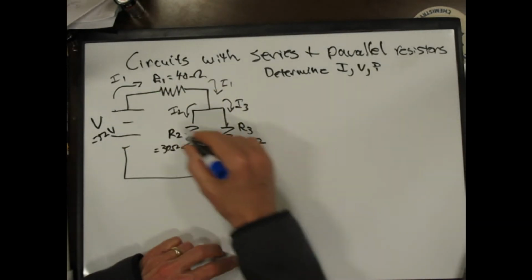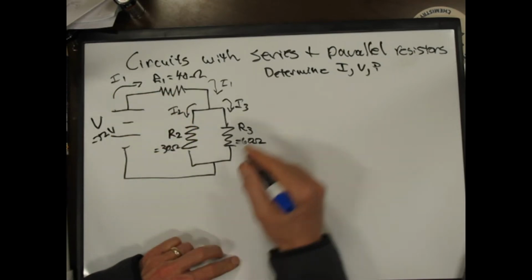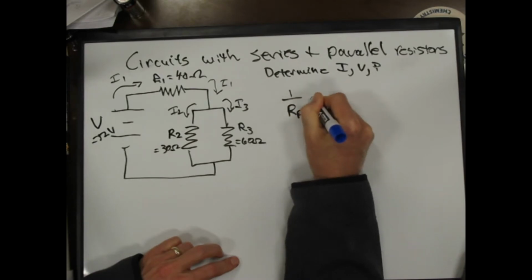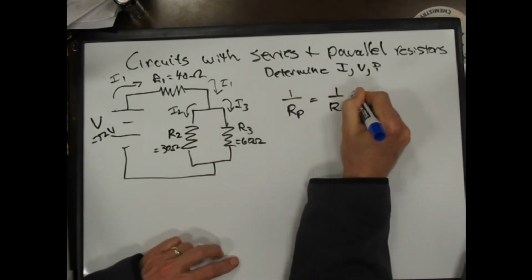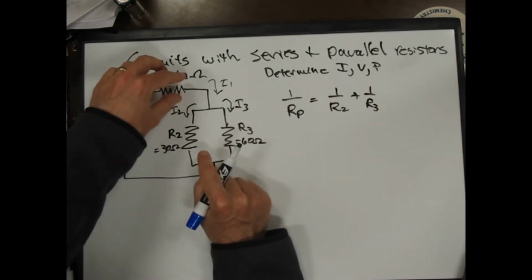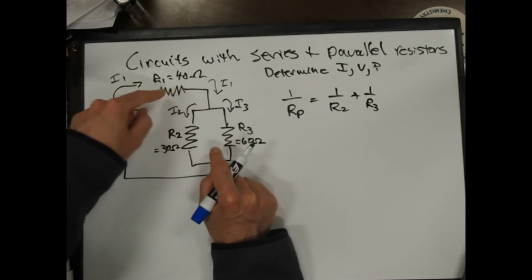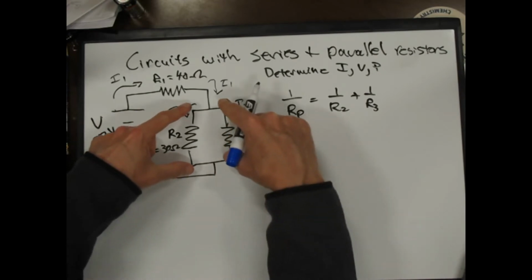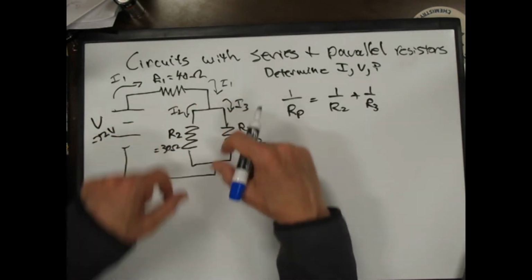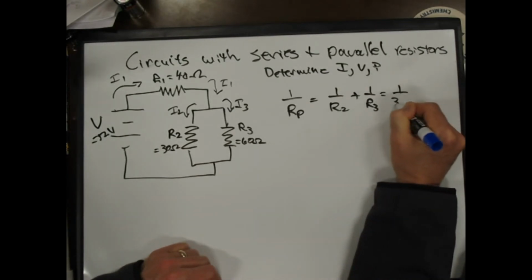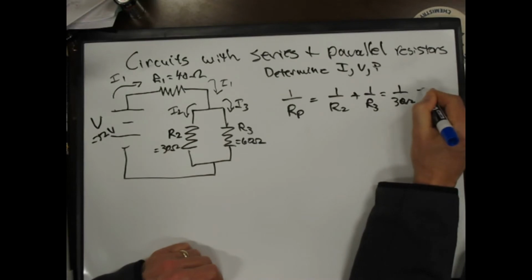And so the first thing I have to say is, well, if I want to treat this as all one resistance, which would allow me to determine I1, I can say, look, 1 over R parallel is 1 over R2 plus 1 over R3. This is the first thing I have to do. I can't include this resistor because this resistor isn't either in series or parallel with either one of these two. So I first have to identify, oh, these two have both ends connected to each other, so they're in parallel. And so this is 1 over 30 ohms plus 1 over 60 ohms.